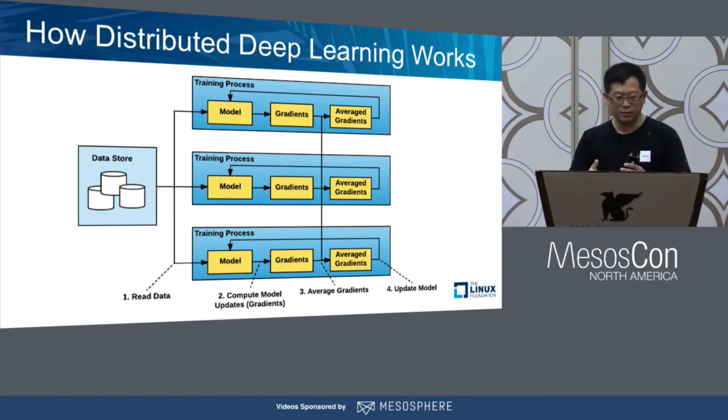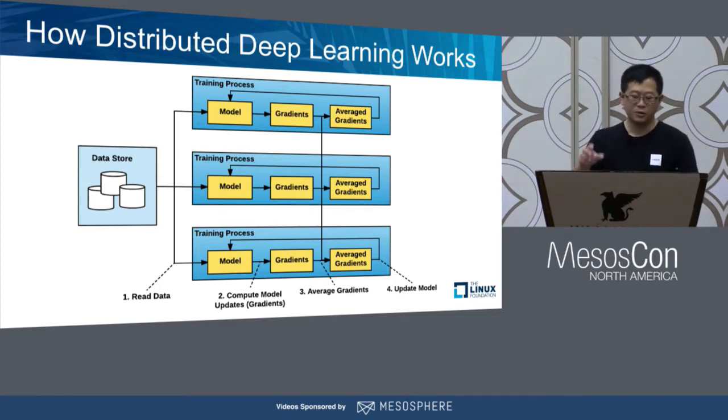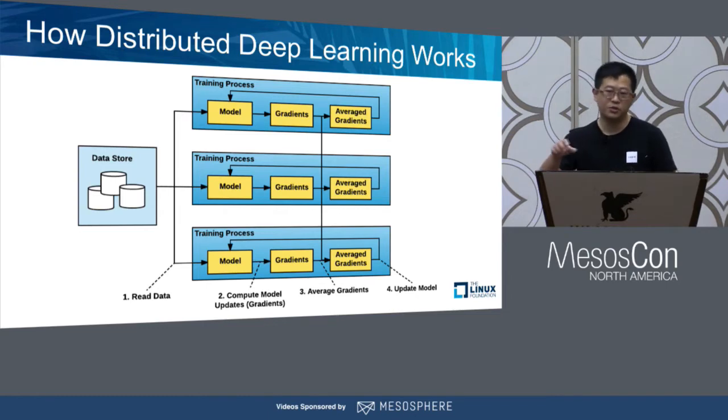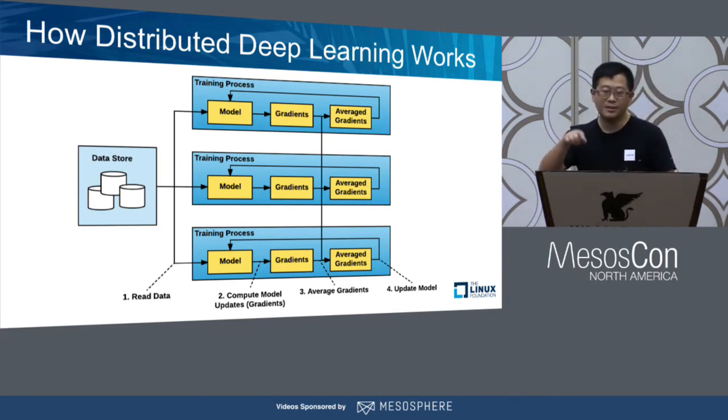And then we have data scientists or deep learning experts who will come up with the deep learning models with different layers and initial parameters. And those models will be in each training process. Each training process will then compute the model updates, which are the gradients. So this step is kind of parallel or independent to each other.